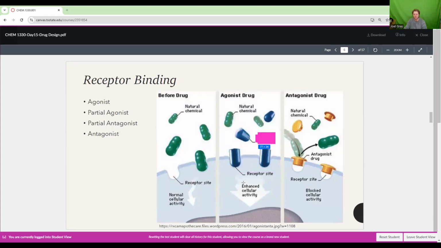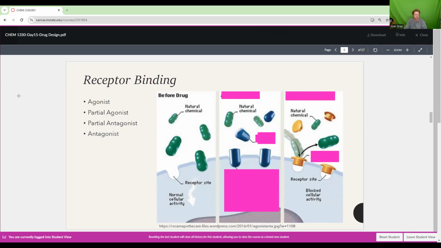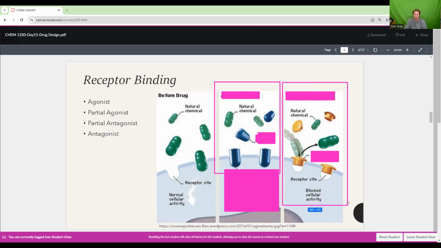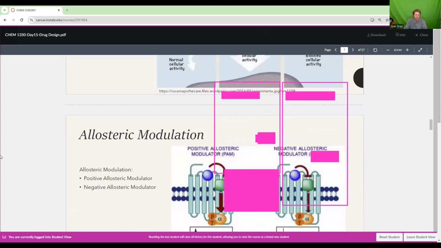If I asked what type of drug is this, if I blocked that out and said, okay, here's a drug, what does it do? And then alternatively, let me grab this again. What type of drug is this? I want you to be able to answer those sorts of questions. And now I've got to clear all my markings out.